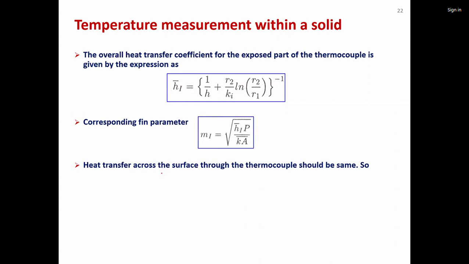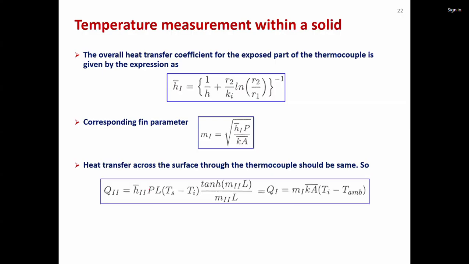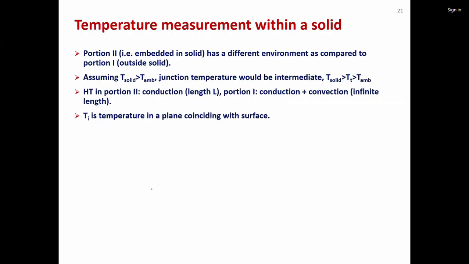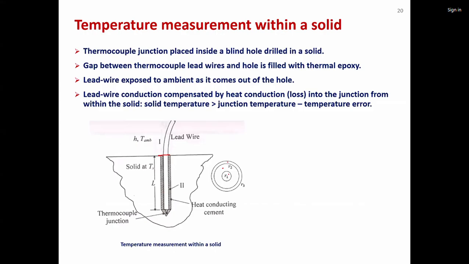So if you know the overall heat transfer coefficient and the fin parameter, first you can write that the heat transfer across the surface through the thermocouple should be the same. Therefore, whatever heat is coming from the wire to the insulator, the same amount of heat should go from the wire surface to the ambient.